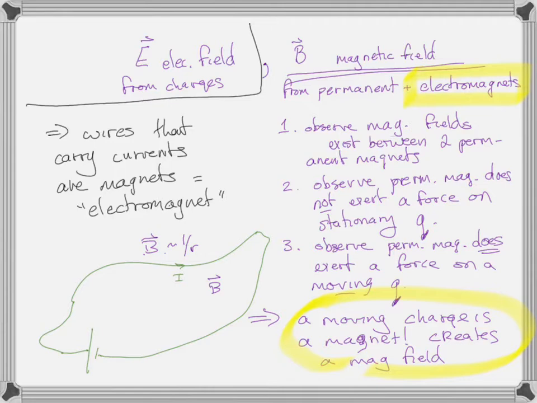But this is the basics of magnetism. Let me fix this to make that clear, that the magnetic field goes as 1 over the distance from a wire when you're near a current carrying wire. That covers it for the basics of magnetism.